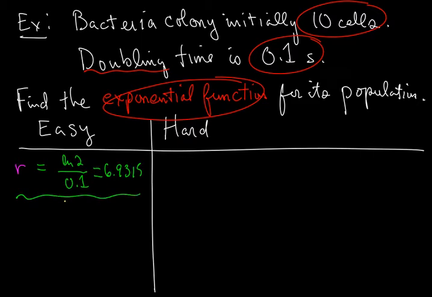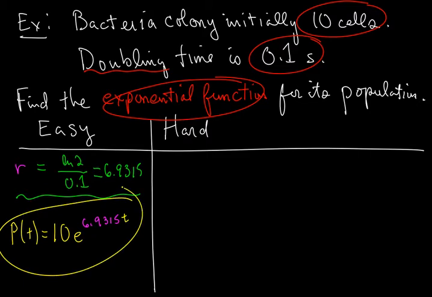And so you're basically done, because P of t is going to be equal to 10, that was already given to you, that's the initial value, times e to the 6.9315 times t, and that's your answer. Okay, but let's say that you forgot the formula. You forgot this formula right here. How can you still do this problem?